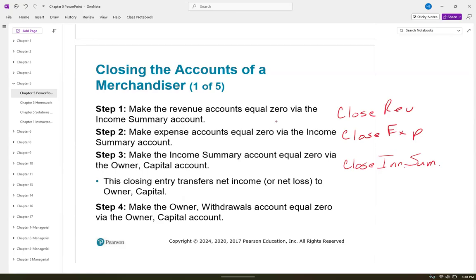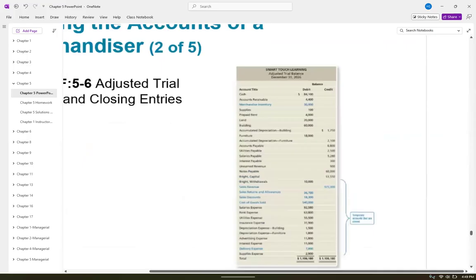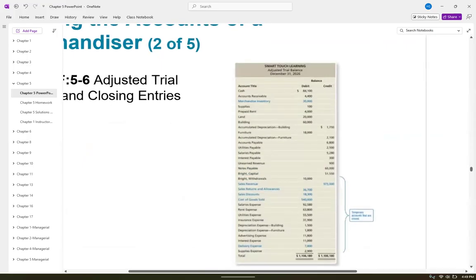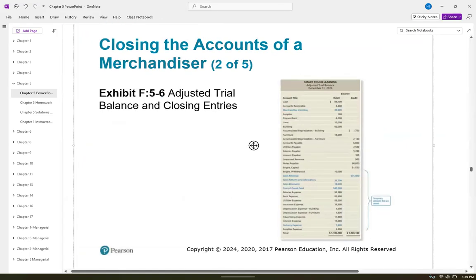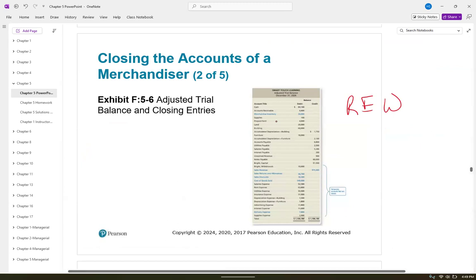If they are a corporation, these last two steps just get combined. It's not that big a deal, and we'll talk about that in Principles of Accounting too. So there's our adjusted trial balance. We have in blue the new accounts that we have. Remember, all sales and revenue accounts and all expense accounts are temporary. They all get closed. And the withdrawal account gets closed. Remember your little acronym: revenues, expenses, and withdrawals.